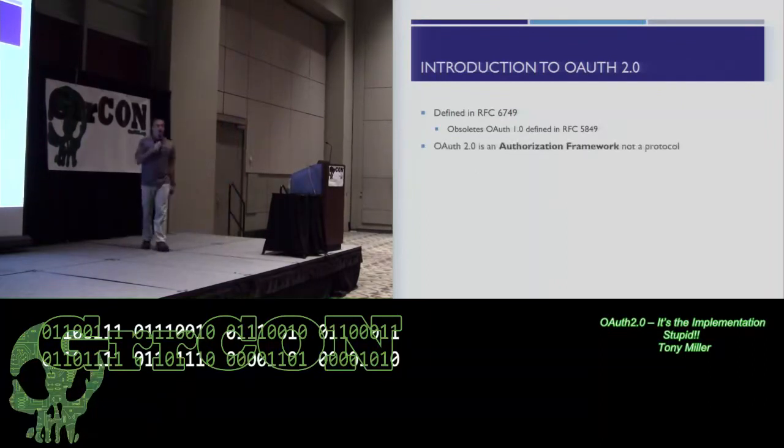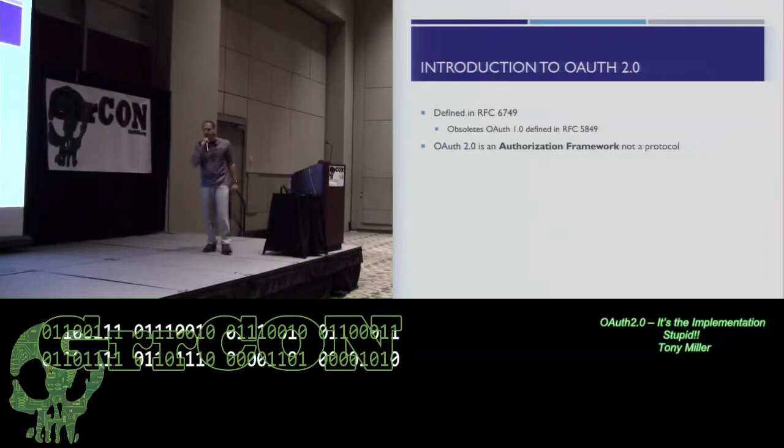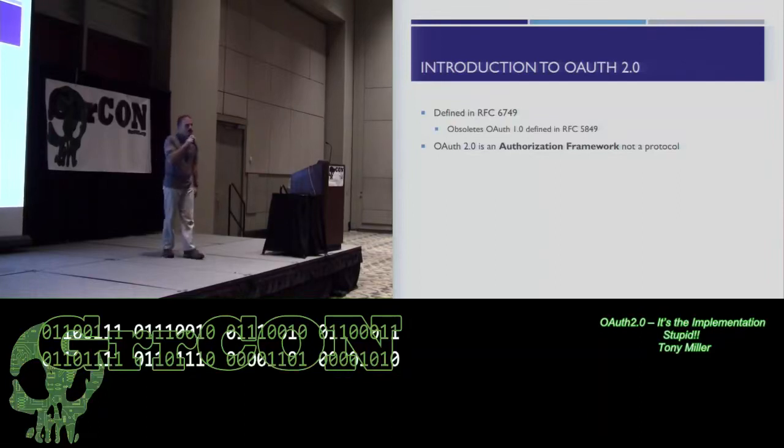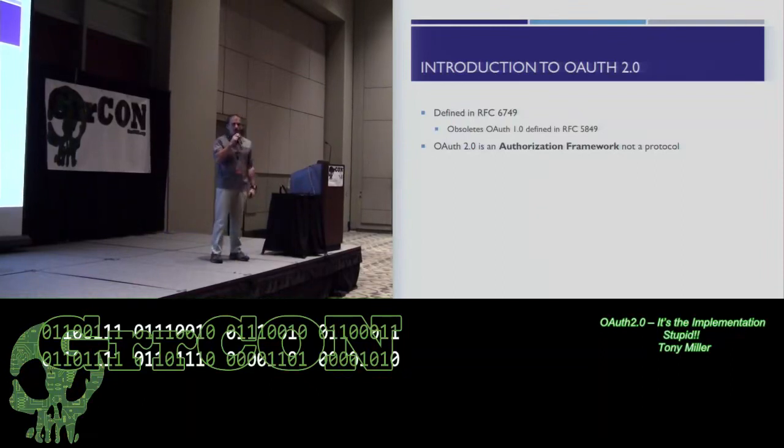OAuth 2.0 is an authorization framework. It is not a protocol. Please don't make the mistake of calling this a protocol. A protocol would be very specific about how things are accomplished and how communications occur, and what you're going to see is that OAuth 2.0 leaves things wide open for you to make decisions about how you want to do things. Great if you're a developer and you want things to be flexible and you want to be able to do things your way. Not so great if we're thinking about things like interoperability, which was one of the goals of OAuth when it originally started.